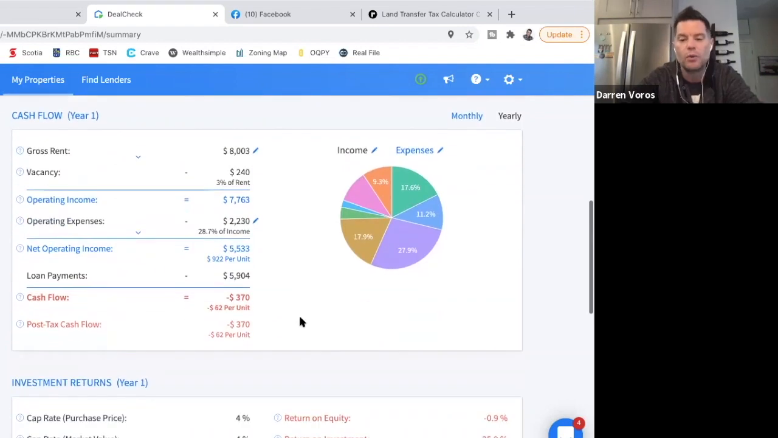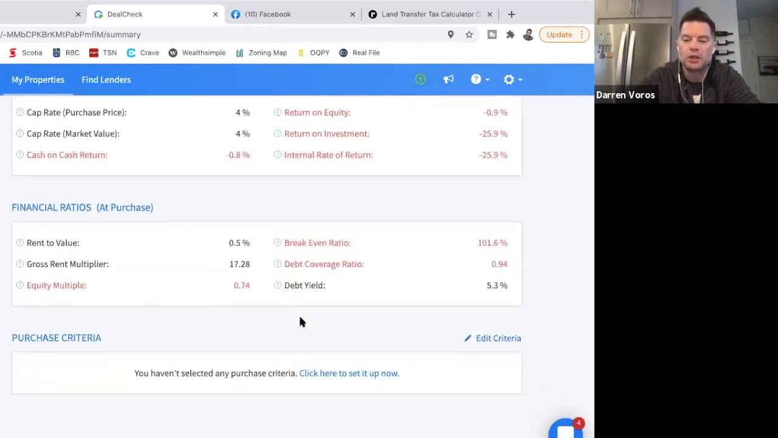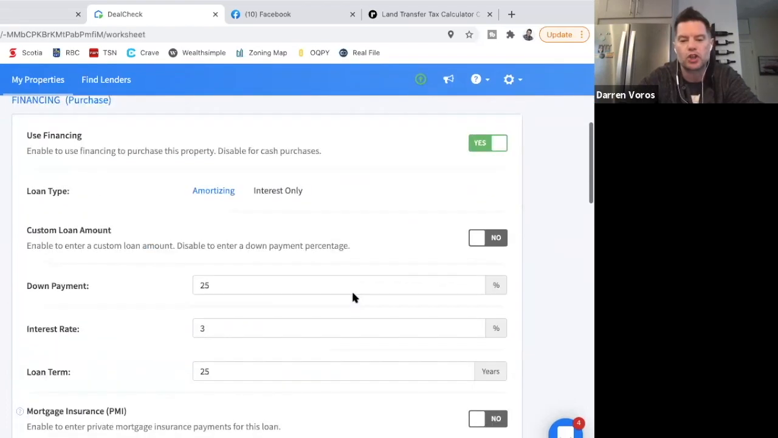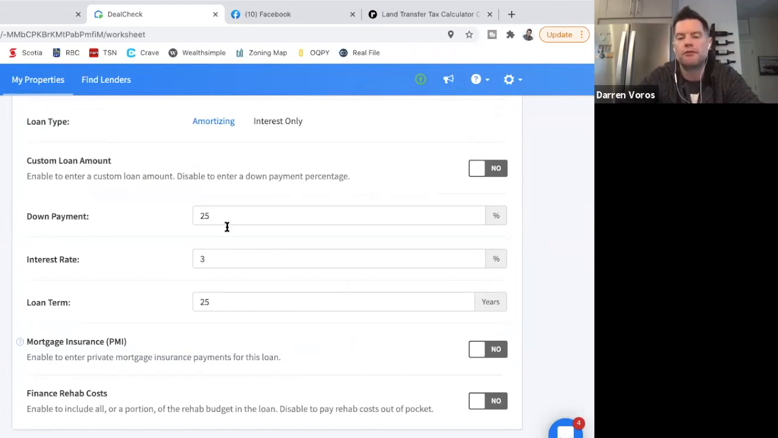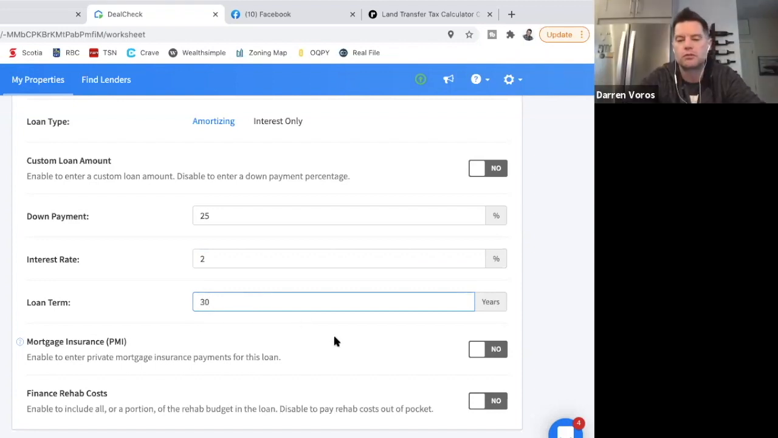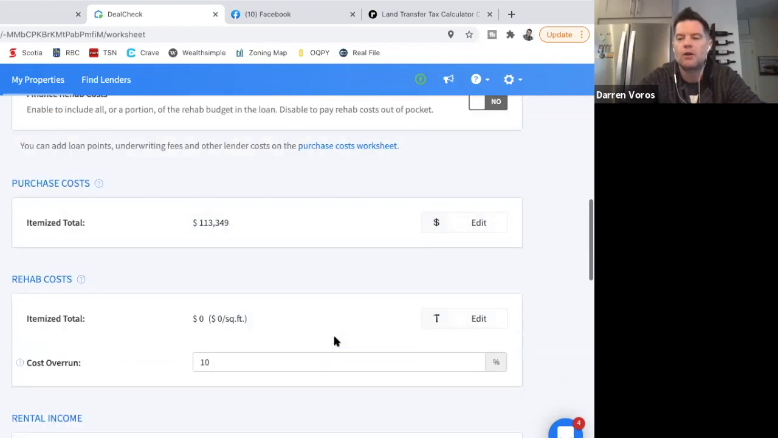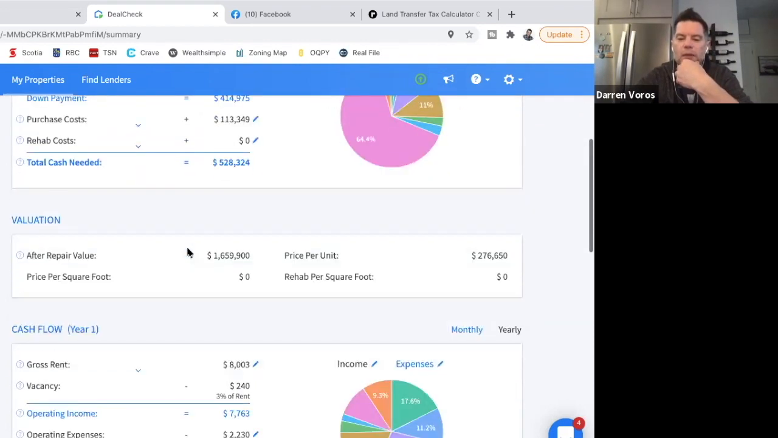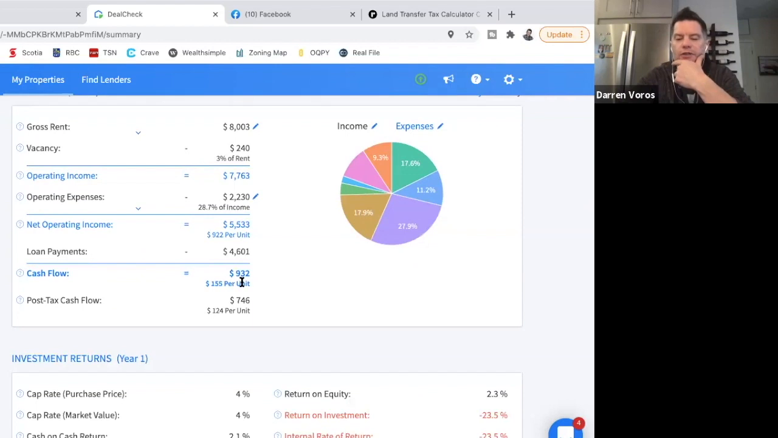Which then brings our cash flow to minus $370. Now, we can play with the numbers a little bit. I don't want to play with the numbers to make it work. I want to just look at one thing, and that is the mortgage amount, right? Because what if we could put 25% down, but the mortgage rates right now are around 2%. Would you agree with that? Yes. So let's say we went 2% and we amortize it over 30 years, which we can do on a commercial loan. And now let's go up and do the property analysis and see how that changes. That changes a lot, right? So now we're cash flowing $932 a month on this building. So it's $155 per unit.